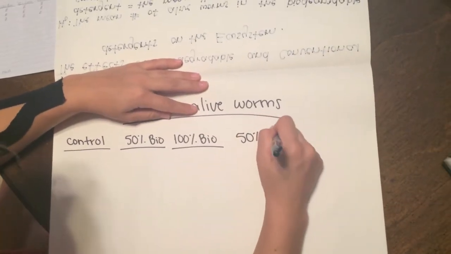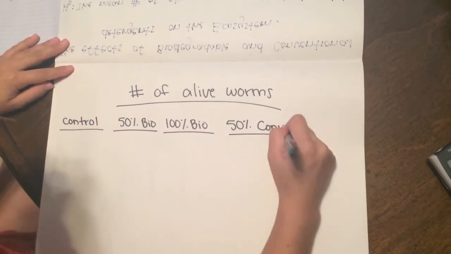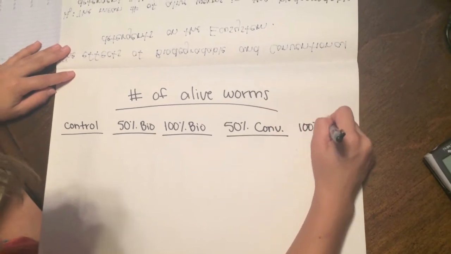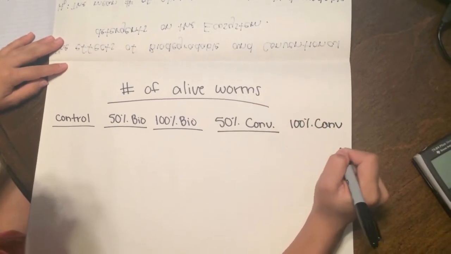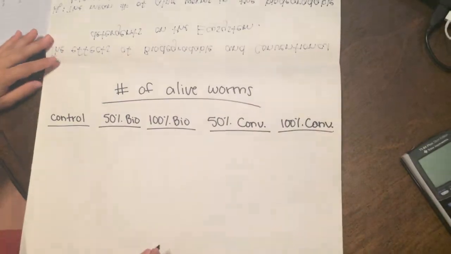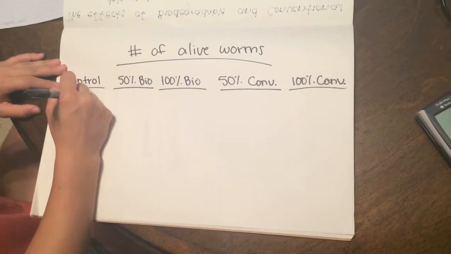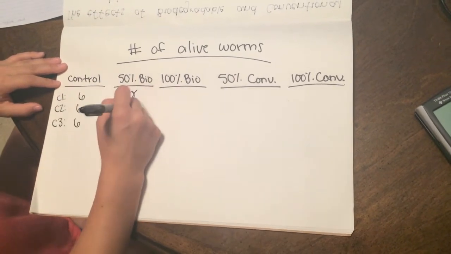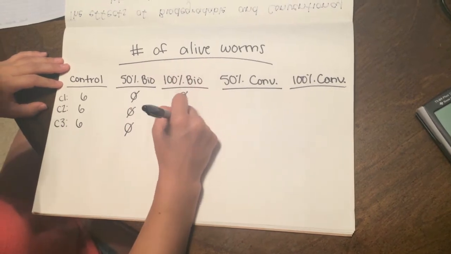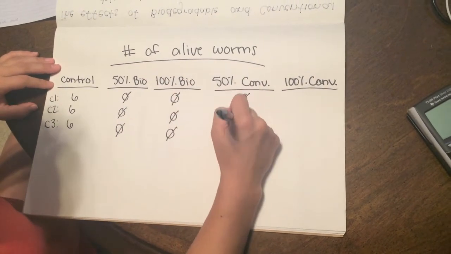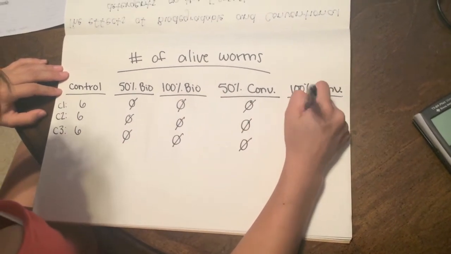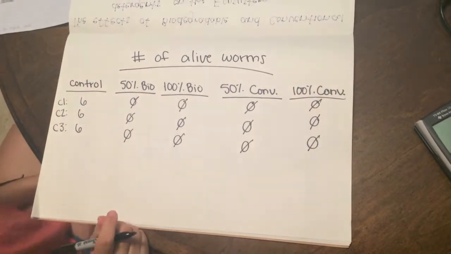Place in different spots. At the conclusion of the experiment, we counted the number of live worms. In the control group, in all cups, 6 worms were left. In the 50% biodegradable cup, no worms survived. In the 100% biodegradable cup, no worms survived. In the 50% conventional cups, no worms survived. In the 100% conventional cups, no worms survived.